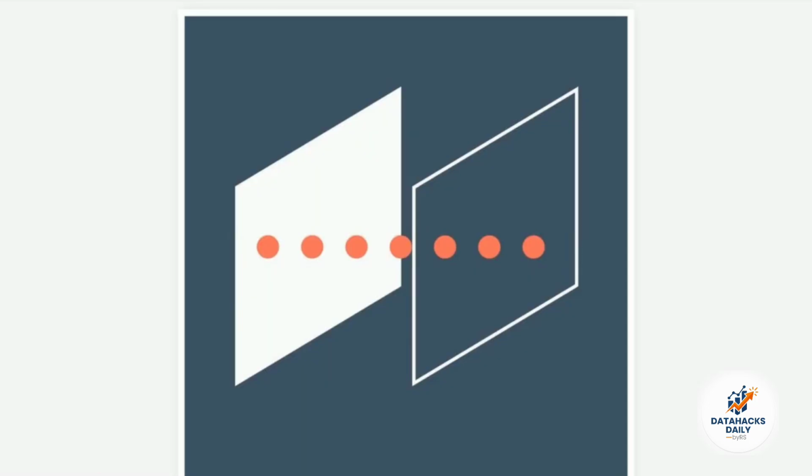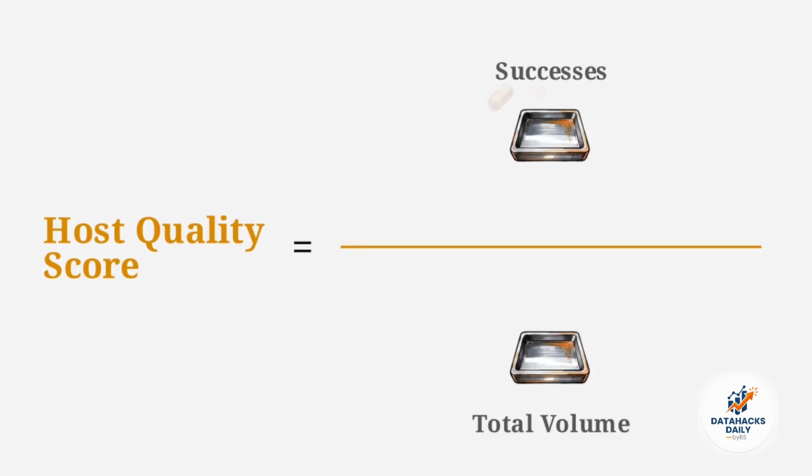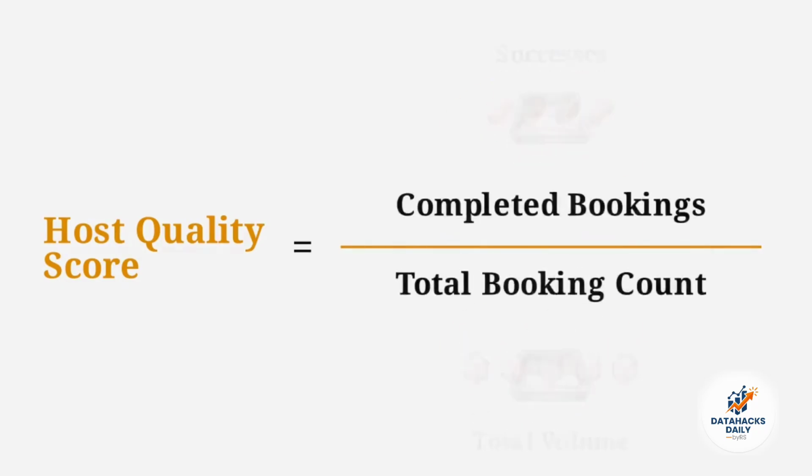This is a diagram representing streaming deduplication. Using this logic to filter and aggregate ensures that you are extracting unique, valid events from a high-volume stream of noisy data. Finally, we combine these elements to calculate the host quality score by dividing the sum of completed bookings by the total booking count.